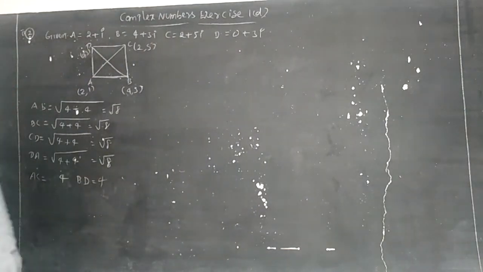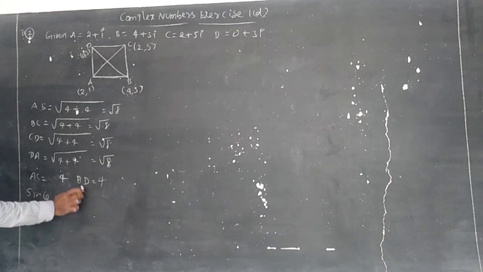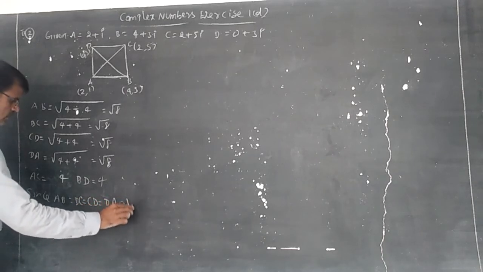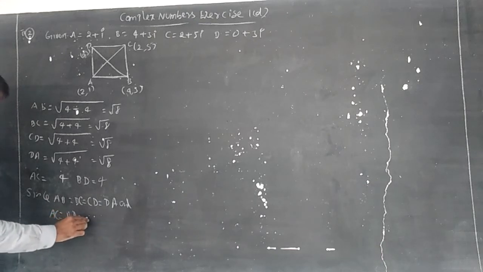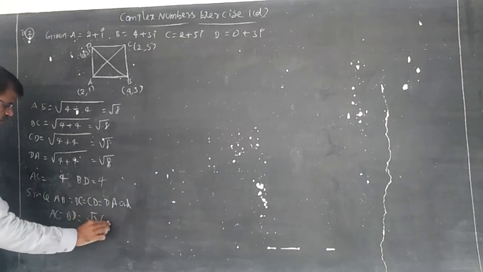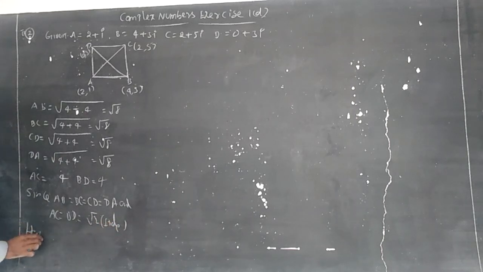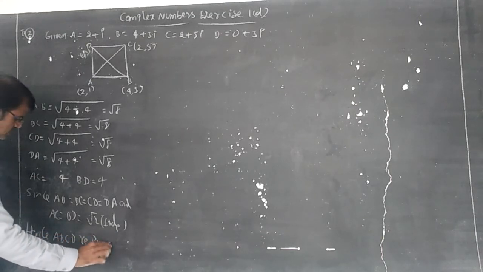It is also indicating the property. Since AB is equal to BC is equal to CD is equal to DA, and AC is equal to BD, that is equal to root 2 into side, hence ABCD represents a square.